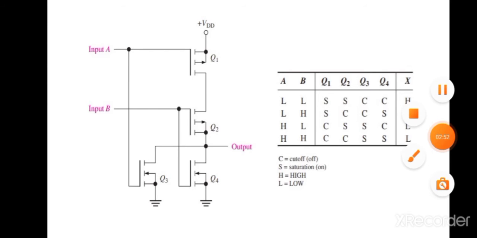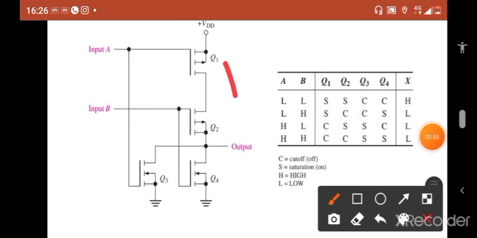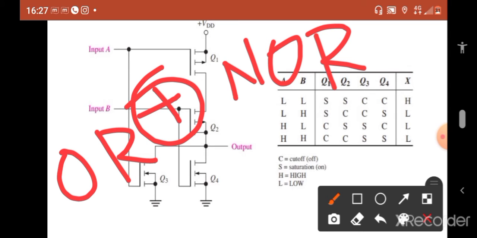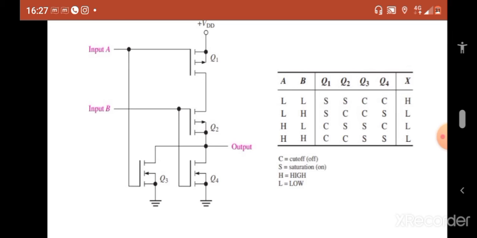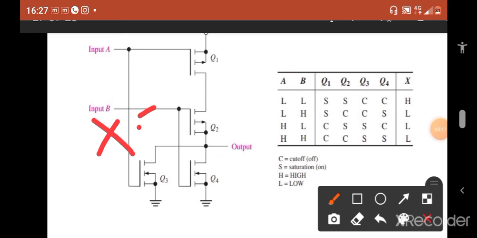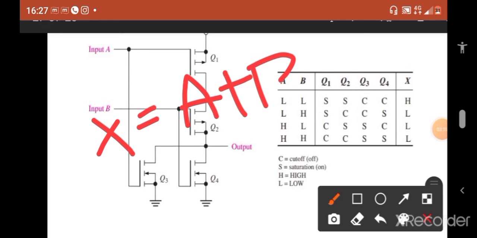Now, what is the basic principle of a NOR gate? What is an OR gate? OR gate is addition, right? So X is equal to A plus B. So what is a NOR gate? X is equal to A plus B whole complement.